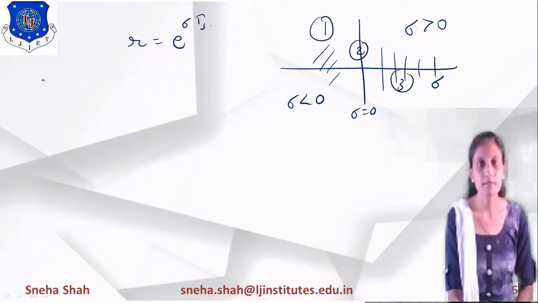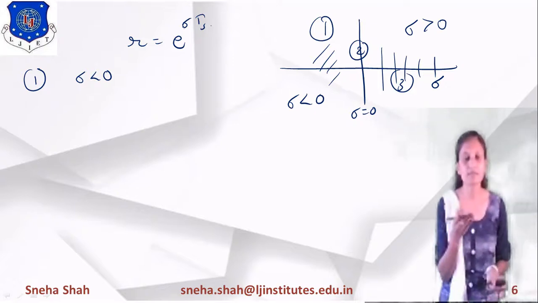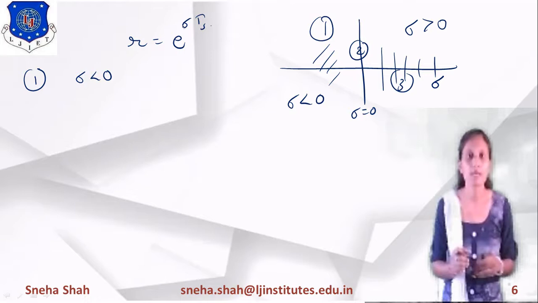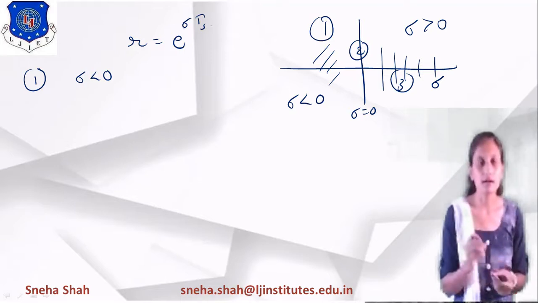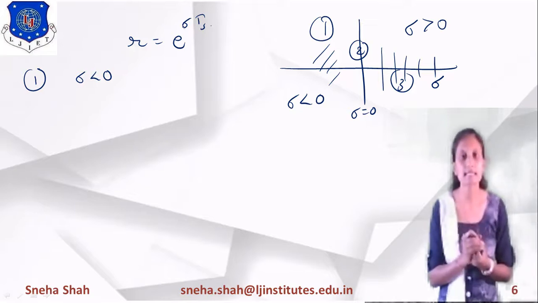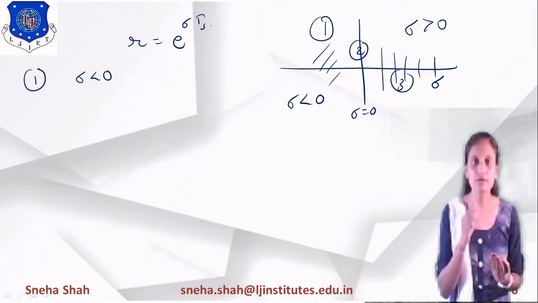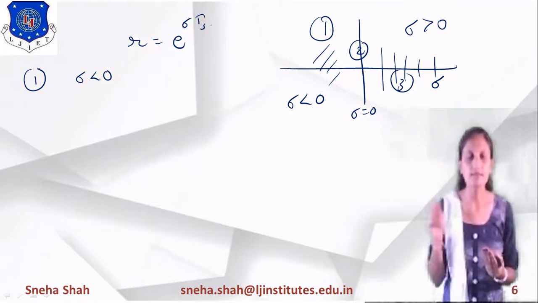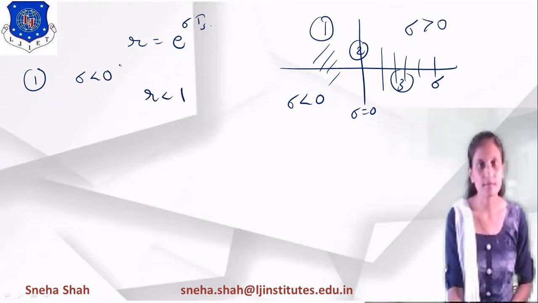Starting with case number 1, which is sigma less than 0. If sigma is negative, e raised to minus something goes to a decreasing form. So the value of r will be decreasing from its starting value. If sigma equals 0, then e raised to 0 equals 1. So for sigma less than 0, the value will always be less than 1, right? So the value of r will be less than 1 for this part.